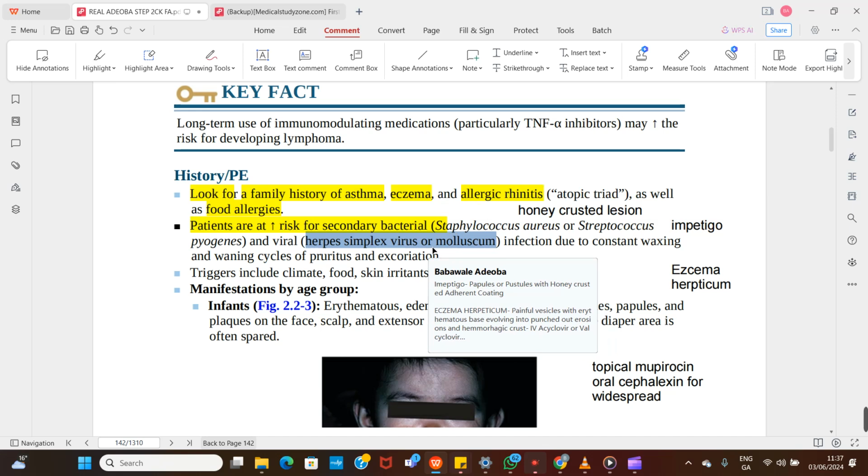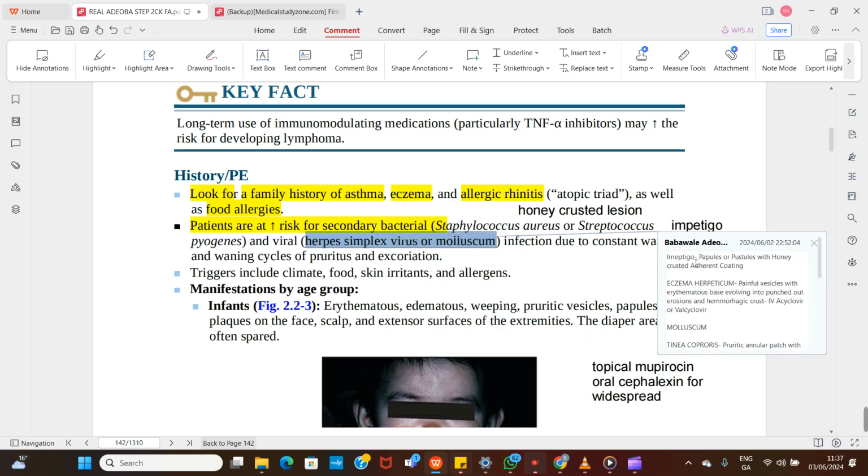The first disease is impetigo. Let me show it so that it will be clearer. The papulovesicular lesions of the allergic dermatitis can get secondarily infected with Staph aureus or Streptococcus pyogenes, causing impetigo.